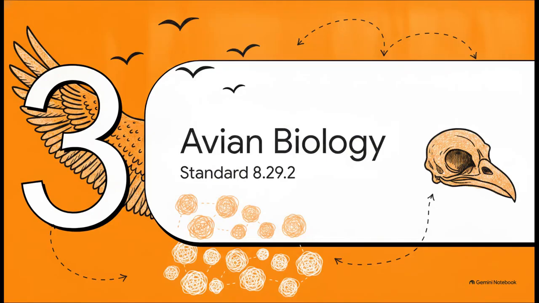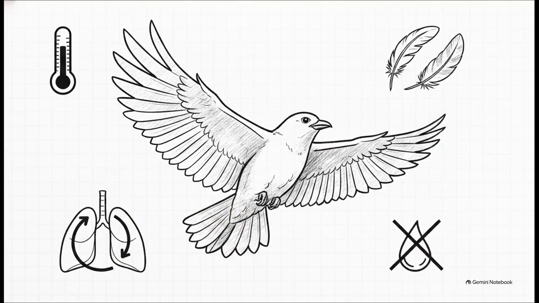All right, transitioning to Section 3, 8.29.2, Avian Biology. Let's turn to another group of highly specialized diapsids, birds. Evolving directly from small bipedal theropod dinosaurs, birds have developed some spectacular adaptations, mostly geared toward one thing: powered flight. Unlike other modern reptiles, birds are endothermic, or more specifically, homeothermic, which just means they maintain a high, constant internal body temperature. Doing that takes immense energy.